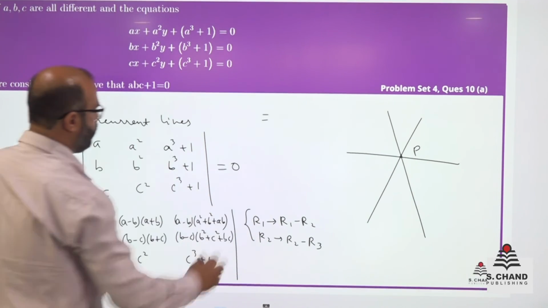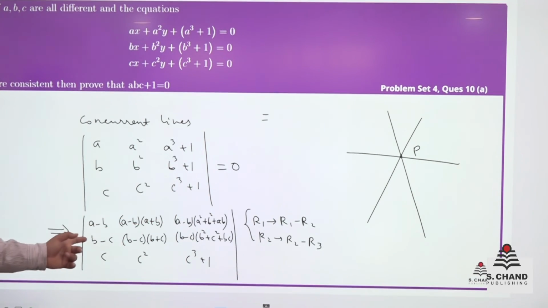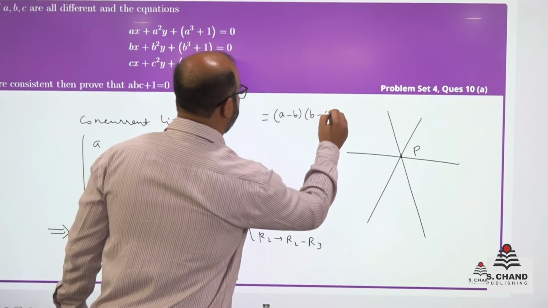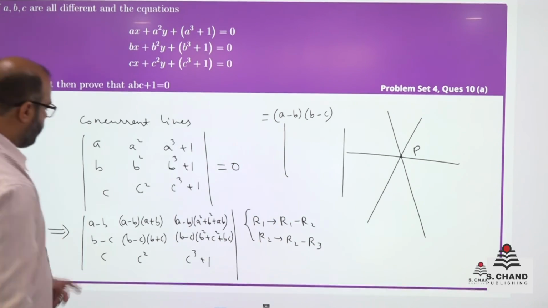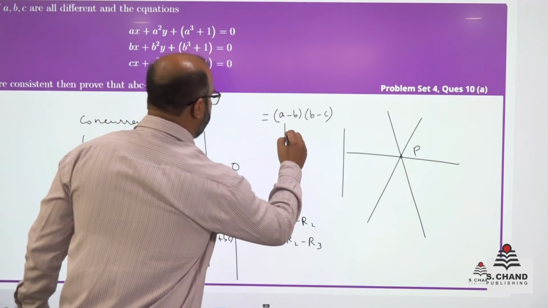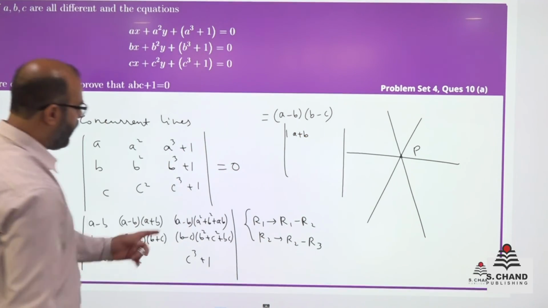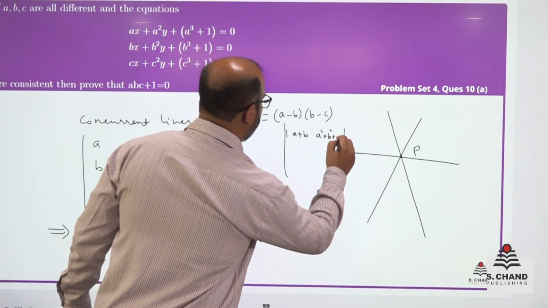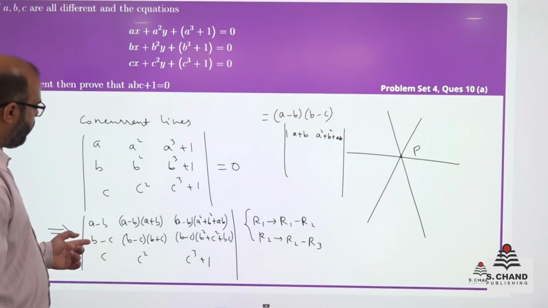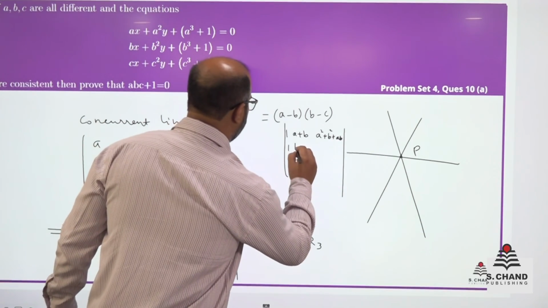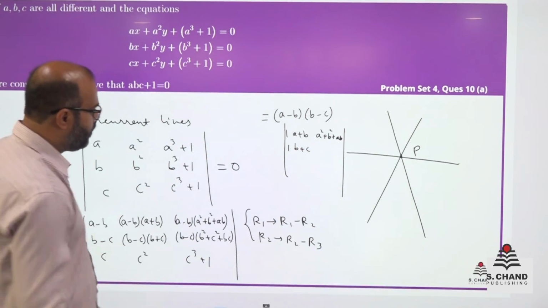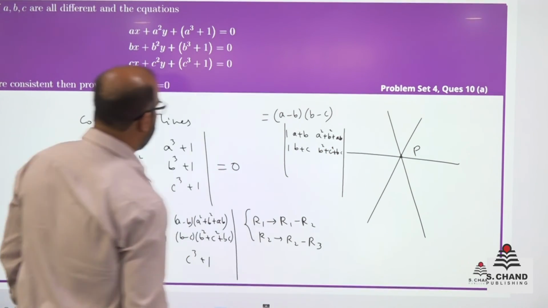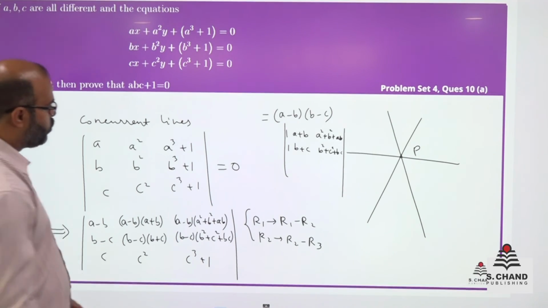So in the next step, you can take A minus B common from the first row and B minus C from the second row. So A minus B into B minus C, and what will remain is 1, A plus B, A square plus B square plus AB, and here 1, B plus C and B square plus C square plus BC, and from here C square, C cube plus 1.